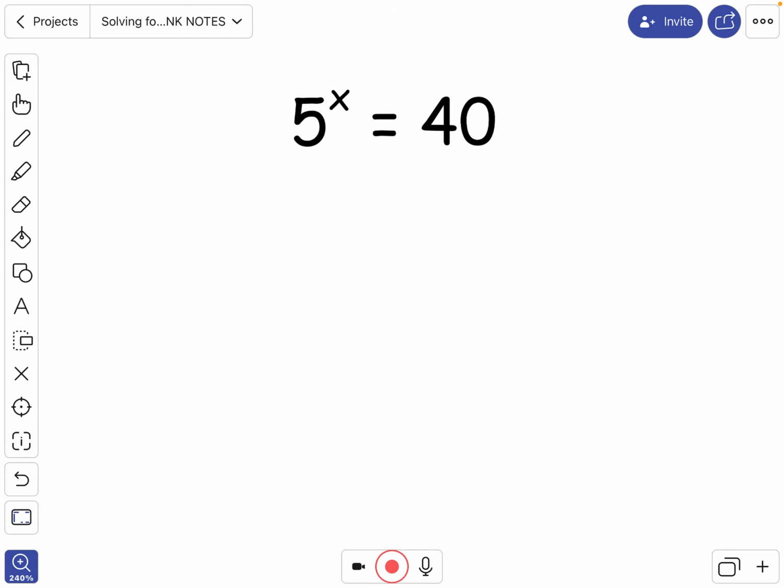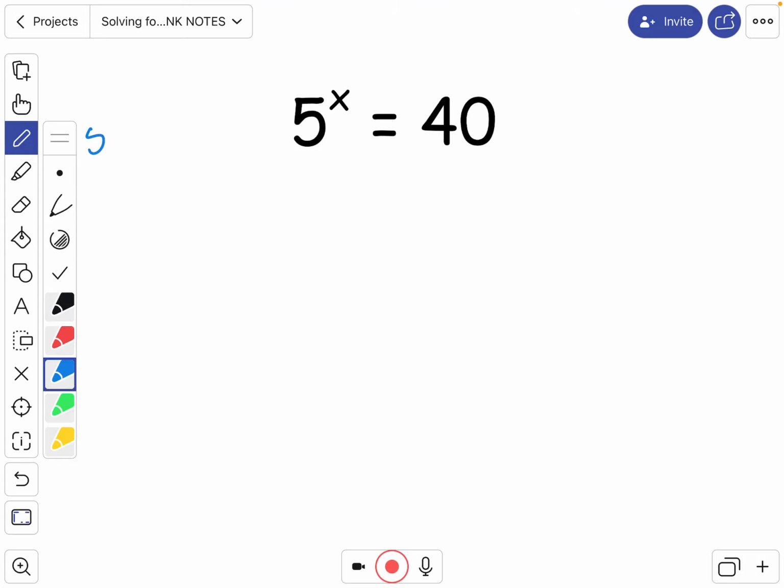So whenever we're solving for a variable in the exponent, typically when we first start doing this, well, let's make a table. 5 to the first is 5. 5 squared is 25. 5 to the third is 125. So I know the answer is 2 point something because 5 to the 2 is 25 and 5 to the 3 is 125, and 40 is in between those two.